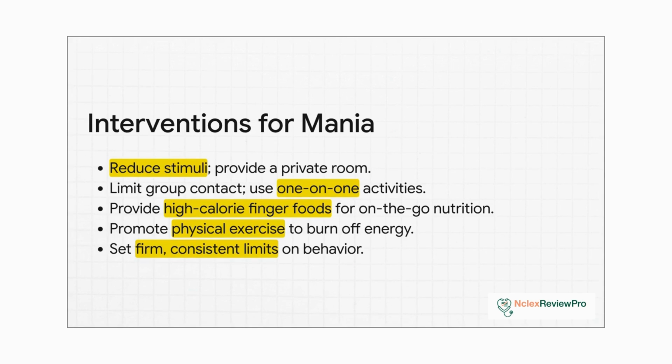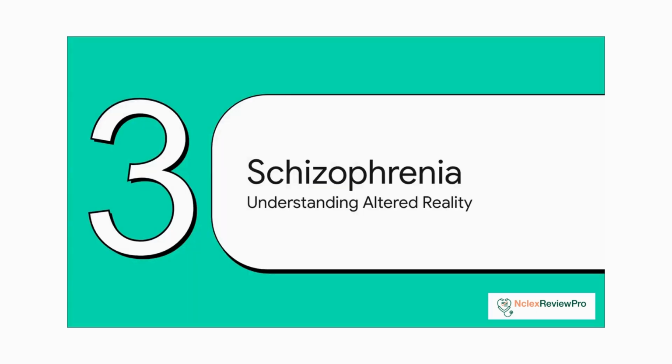So think high-calorie finger foods they can grab while they're moving. Getting them to do some physical activity is also a great idea to help burn off some of that intense energy. And above all, you have to set firm, consistent limits. This is non-negotiable for keeping everyone safe. All right, we have talked about the extreme poles of mood.